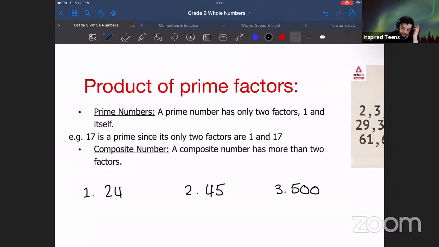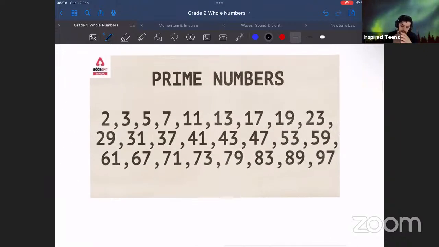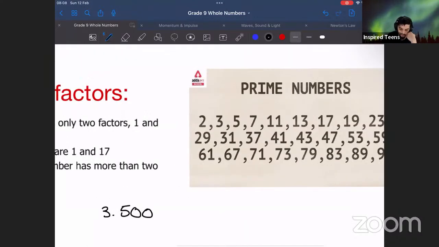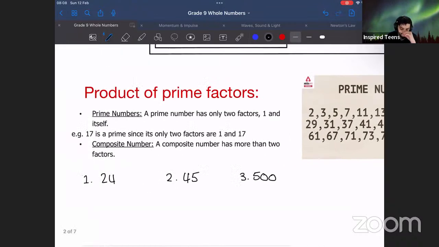Now, prime numbers are numbers that have only two factors, one and itself. If we look at the first few prime numbers, you can see 2, 3, 5, 7, 11, 13. Let's think of 7, for example. There's no other number that can go into 7 except 1 and 7. It's the same for the rest of these numbers. So for prime numbers, you should know at least the first 10. That should be helpful, especially for product of prime factors.